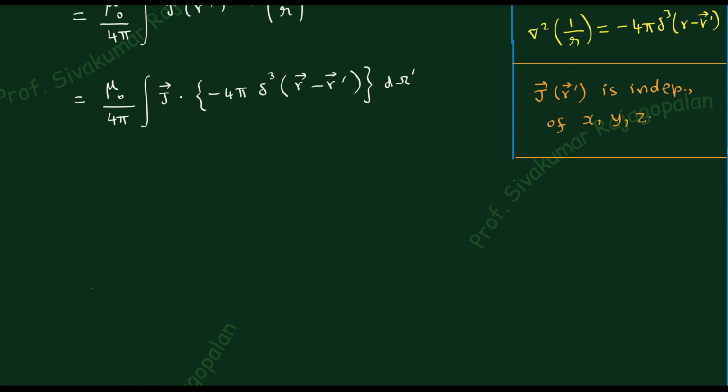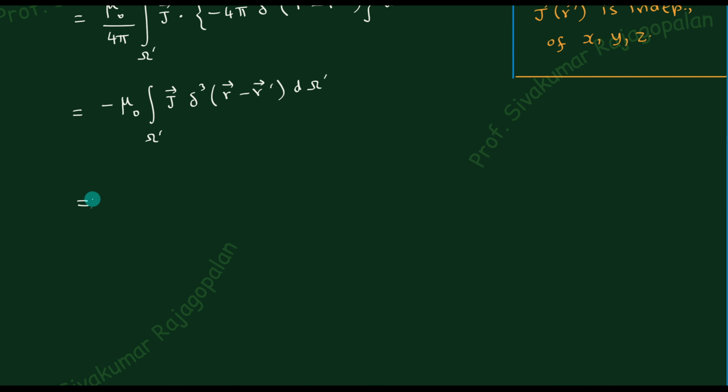And once you understand that this 4 pi is getting cancelled here, then what is left is minus mu naught times the integral over the omega prime. You have J times the delta function. So J times delta function, that's all about it. And now you should be able to recognize how to evaluate this integral. So minus mu 0 times, if you evaluate the integral, you simply get J. That's all.